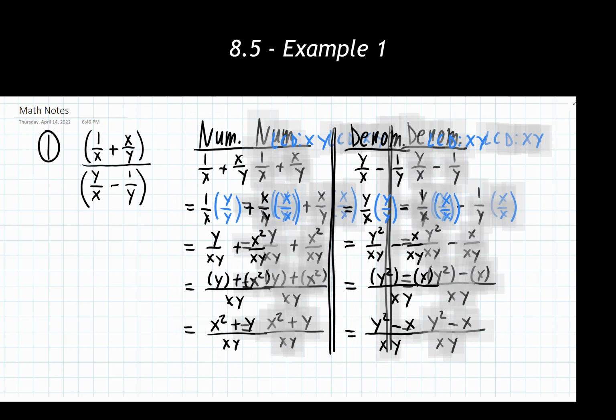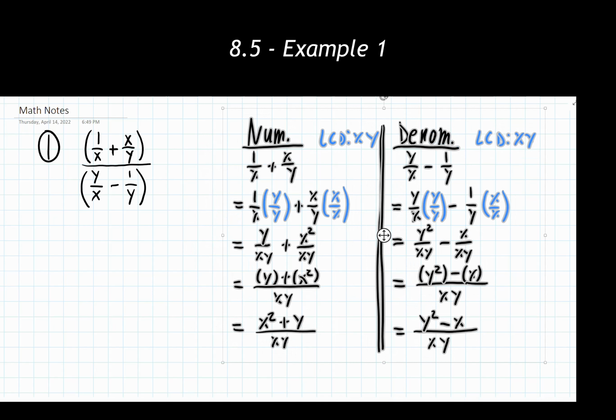Probably should have done this at the very beginning, but I'll do it now. So now I have my numerator fully simplified, my denominator fully simplified. I can't do anything else to those two things individually. So great, step one is done.